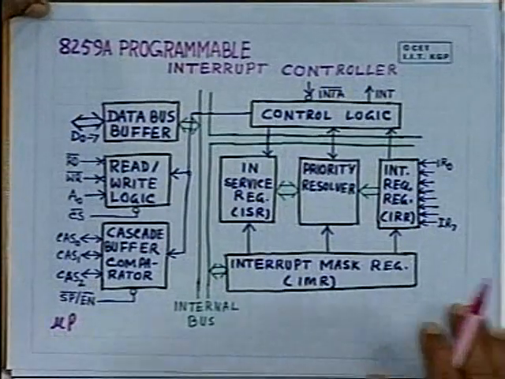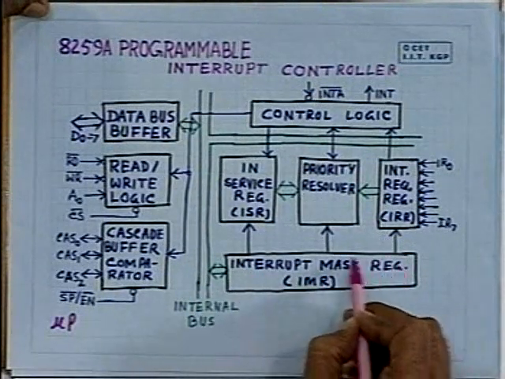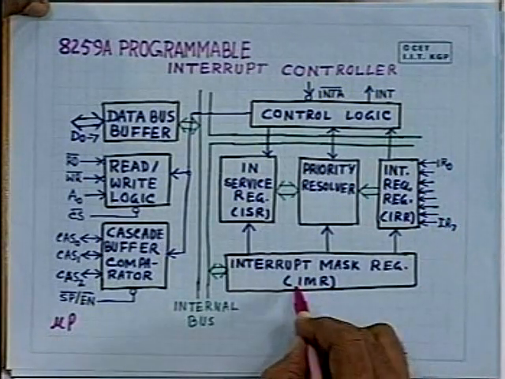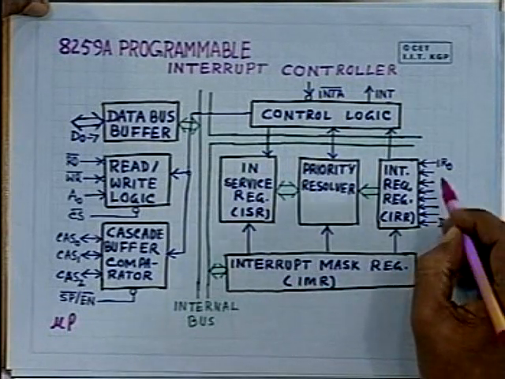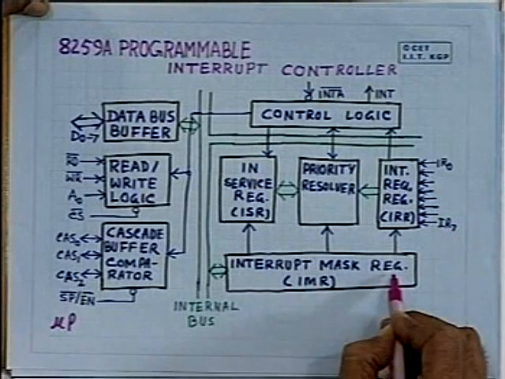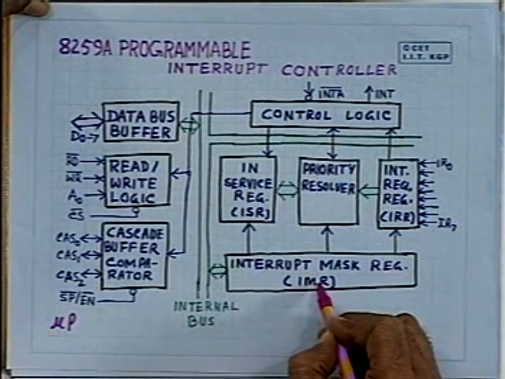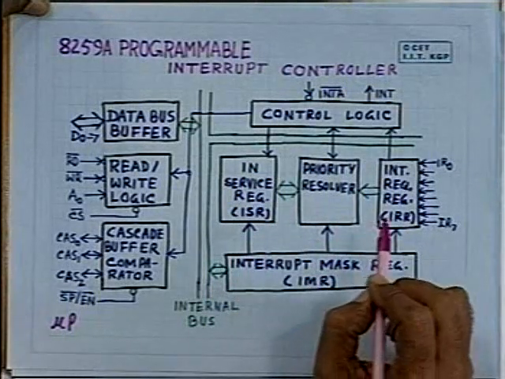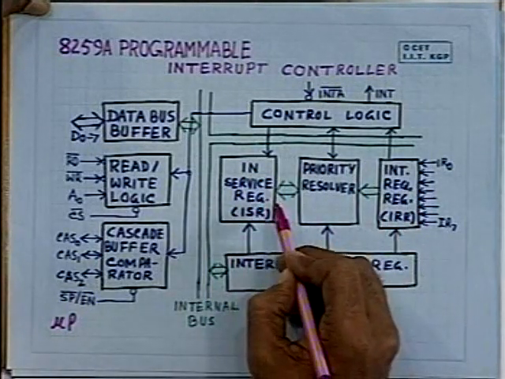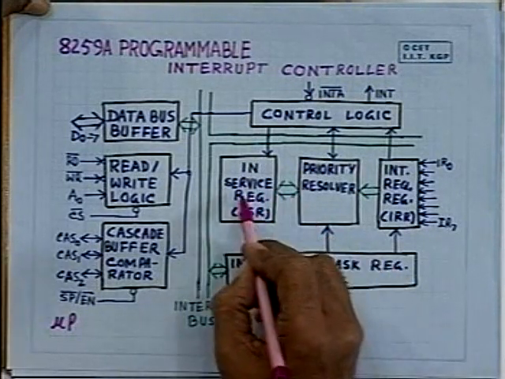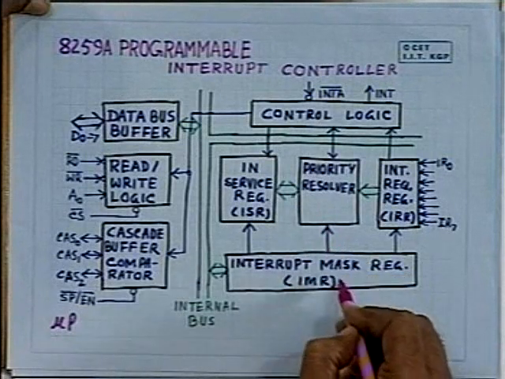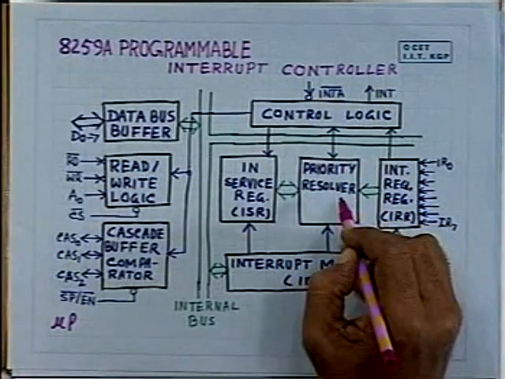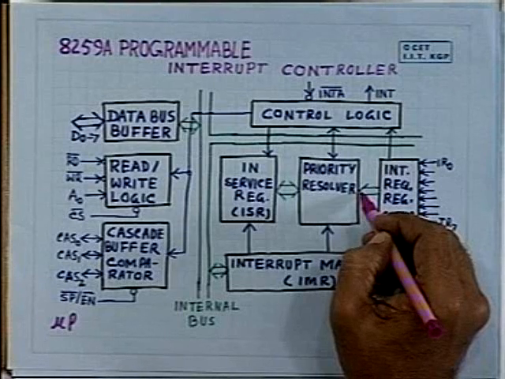And there are 2 more registers, the interrupt mask register. This is a programmable register. You can selectively mask any one of these interrupt inputs. So the interrupt mask register will hold the information about the interrupt inputs which are to be masked. Obviously, this can be done by programming. And the in-service register actually decides the priority, which particular interrupt input should be given higher priority, lower priority, and so on. So based on this information coming from the in-service register, the interrupt mask register, and the interrupt request register, this priority resolver decides which particular interrupt should be accepted at a particular instant.